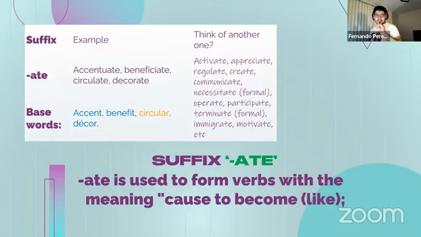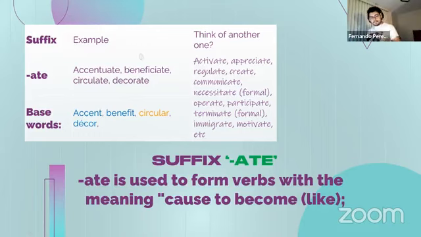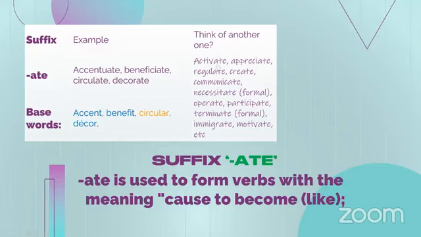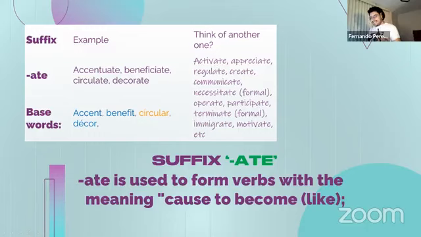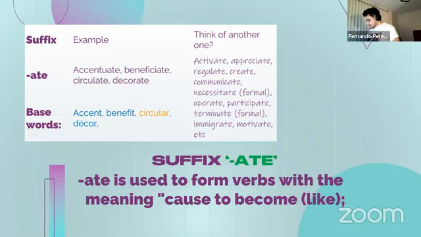Let's check your pronunciation. Help me, Jesse, with the rest of the examples. Think of another one. Active, appreciate. Again, number 1, active. Look at the ending. How do you pronounce it? Activate. Exactly. Activate. Appreciate. That one is difficult. Let me help you with the dictionary.